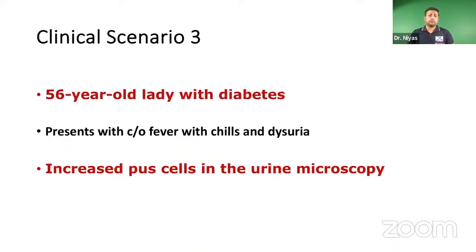We have clinical scenario 3. This is a 56-year-old lady with diabetes presenting with fever, chills, and dysuria. The patient has increased pus cells in the urine microscopy. So this is, again, the 56-year-old lady, it remains the same. But the symptoms, you look, the patient has fever with chills and dysuria.